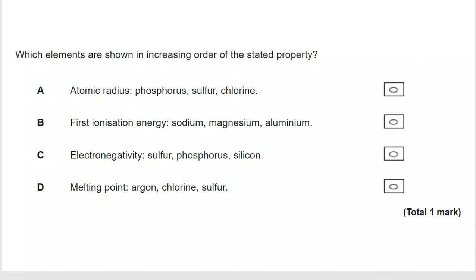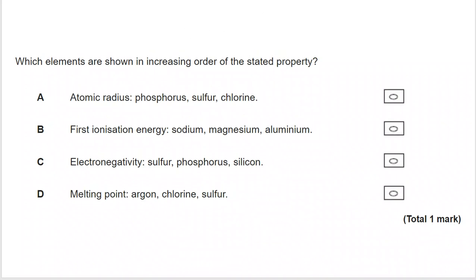This is AQA A-Level Chemistry. It's a multiple choice question on the topic of periodicity. So pause, have a go, and then review. And what we're looking for here is elements shown in increasing order of the stated property.